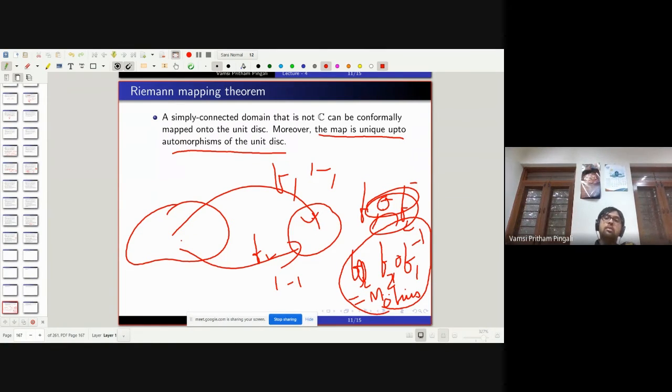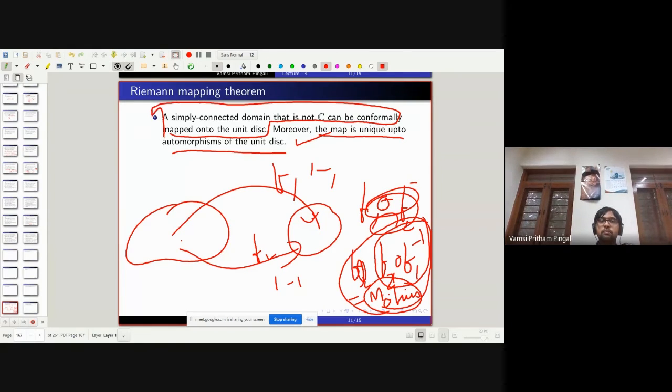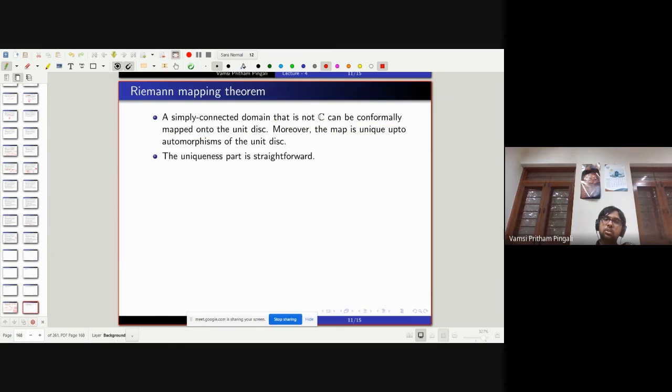So this is the Riemann mapping theorem. This part is actually very easy to prove because if we have two conformal maps, this is going to be an automorphism of the unit disk, and we know that all automorphisms of the unit disk are Mobius maps. Okay, so this is easy to prove. The difficult part is this. The uniqueness part is straightforward. The existence part is hard.